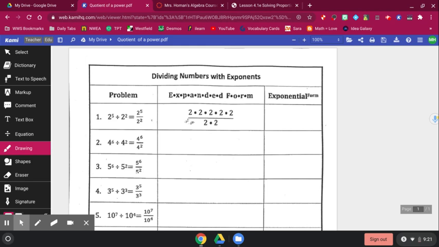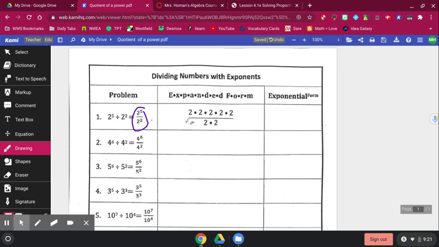All right, so if you notice, number 1 is 2 to the 5th divided by 2 to the 2nd, which is 2 to the 5th over 2 to the 2nd. They're just rewriting it vertically here. And then we have expanded form. 2 to the 5th is 2 times 2 times 2 times 2 times 2 over 2 to the 2nd, which is 2 times 2.